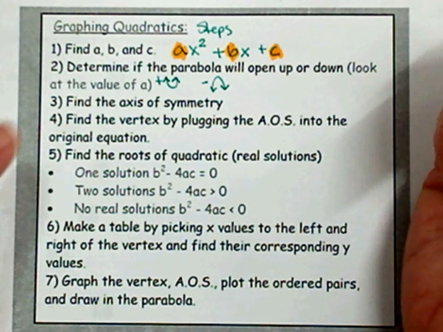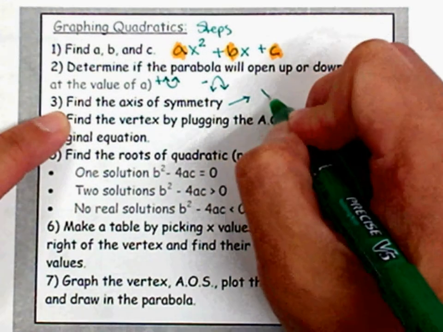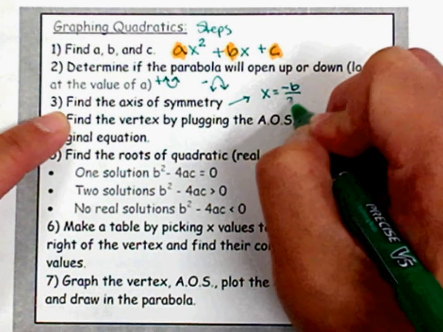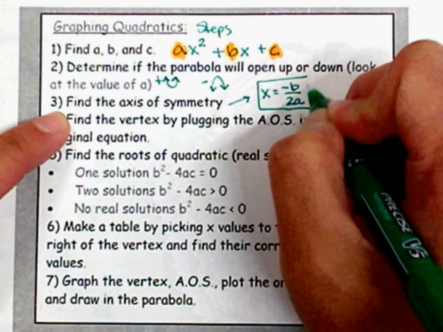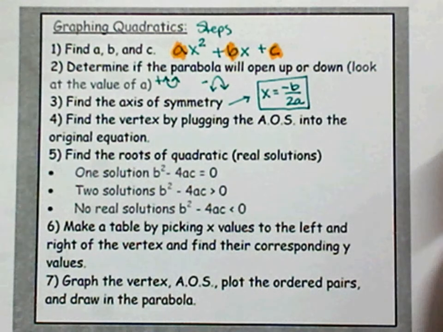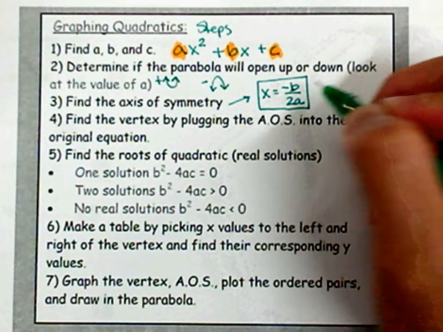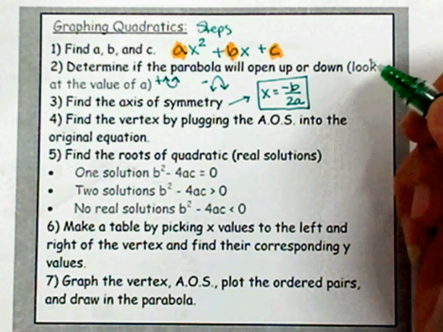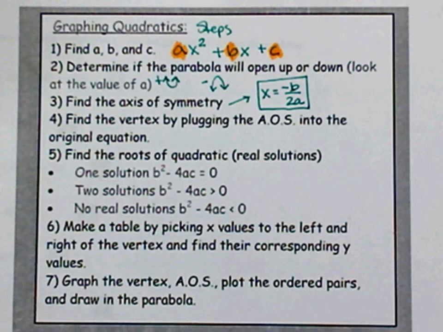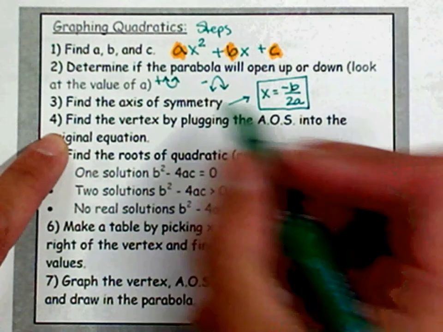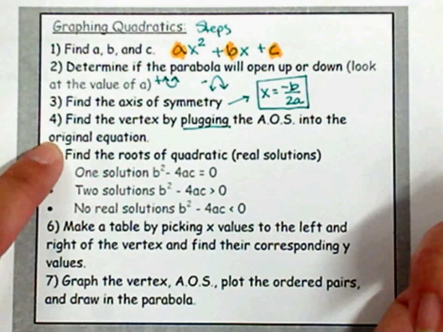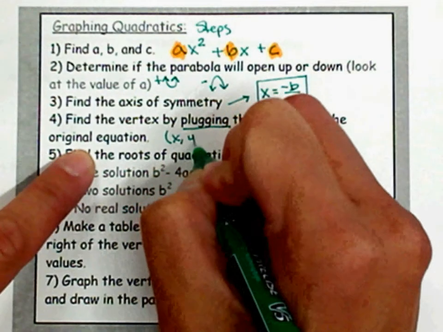Your axis of symmetry is x equals negative b over 2a. You need to memorize this formula. It's negative b over 2a. Okay, so find the vertex by plugging the axis of symmetry into the original equation, and you're going to get x and y for a vertex.